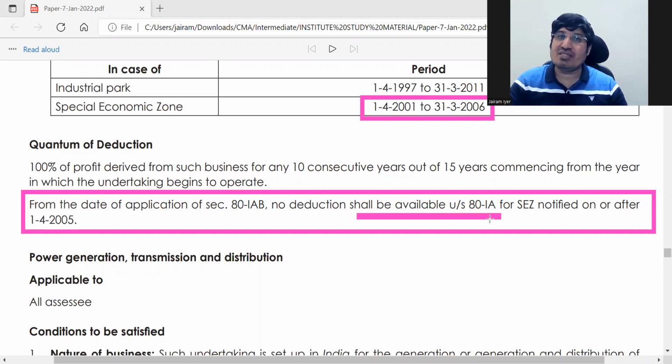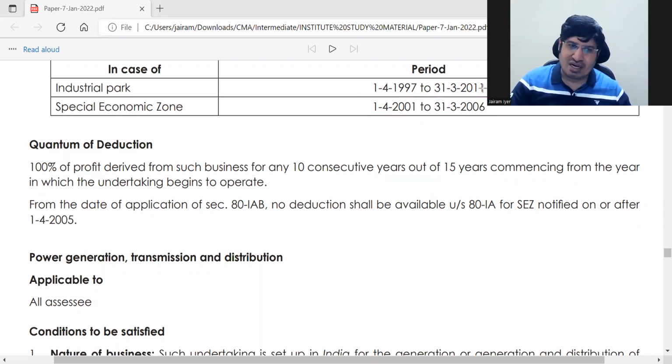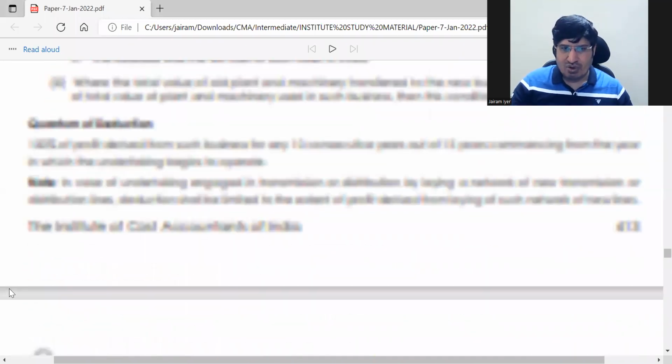But what is the difference in the nature of deduction? It is the same. Both are exactly the same. Here also 100% of the profit in 10 out of 15 years. There also it is the same. ठीक है? I hope it is clear now. मैंने इसलिए एक बार ऊपर लाके आपको बता दिया, just so that you would know the difference. I'll be down now again.